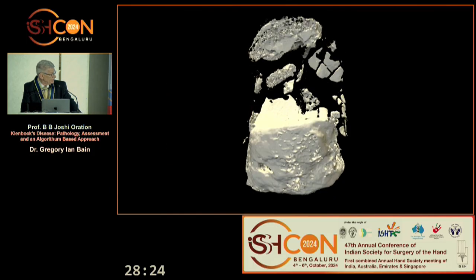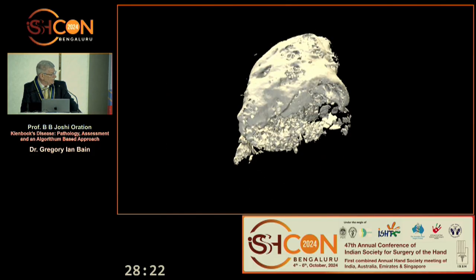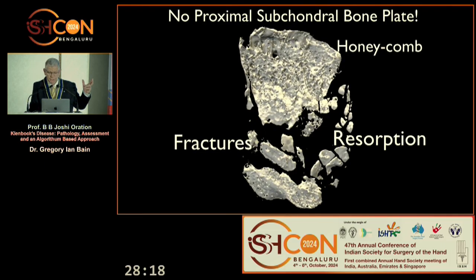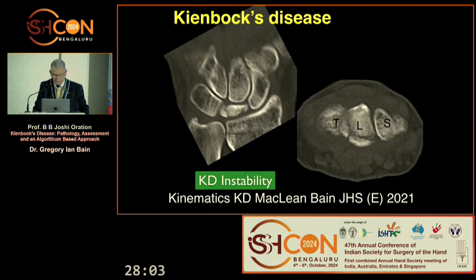And if we look at this lunate with a CT scan, we can see on the proximal aspect we've got this honeycombing of the lunate. We can see that that bone is not going to be strong enough to withstand any significant forces, and that's going to lead to that further fragmentation. We can see the fractures and resorption, and there's no subchondral bone plate left in that aspect.